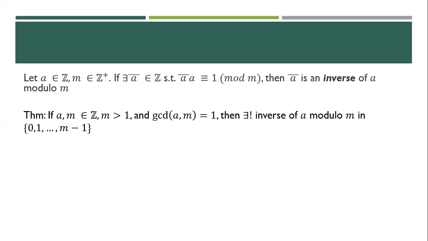Importantly, if we meet the conditions we were talking about before, that is where a and m are integers, m is greater than 1, and a and m are relatively prime, that is their GCD is 1, there is a unique inverse of a modulo m in the set 0 to m minus 1. We tend to call that the inverse.